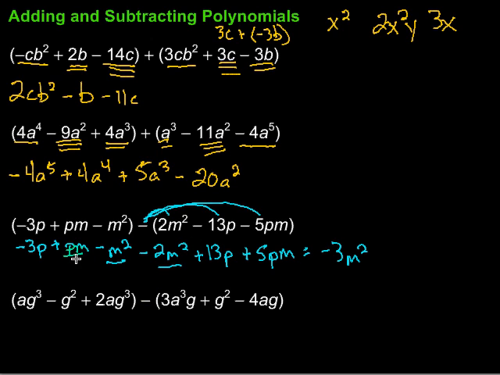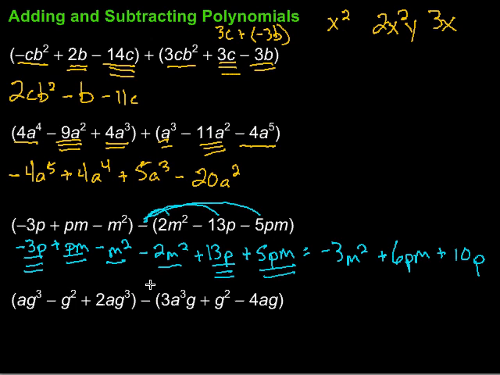Then let's see, we've got pm's. We've got pm right there and 5pm right there. Remember, if there's no coefficient written, there's always a 1. So there's 1pm plus 5pm is 6pm. So plus 6pm. Then finally, we've got some p's. Minus 3p and plus 13p. Combine those two and I would have plus 10p. Alright, and as I look at that, nothing else I can combine, so we're all set.